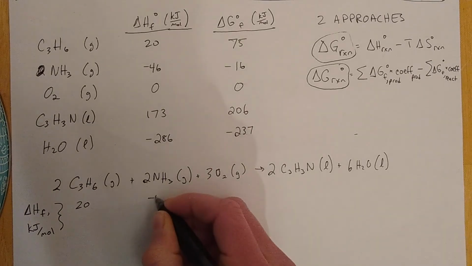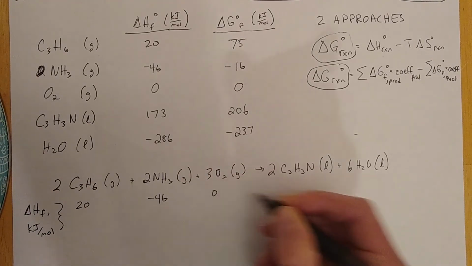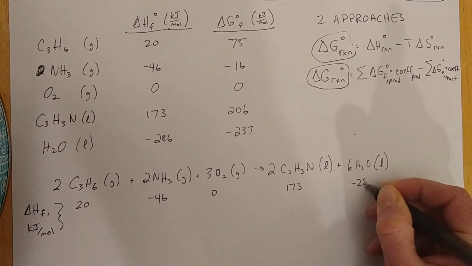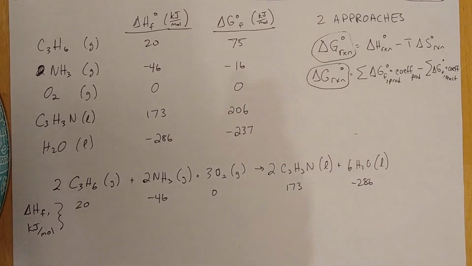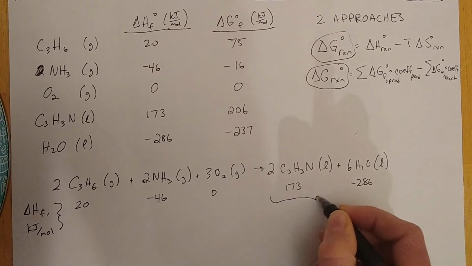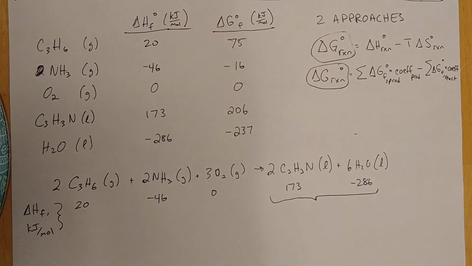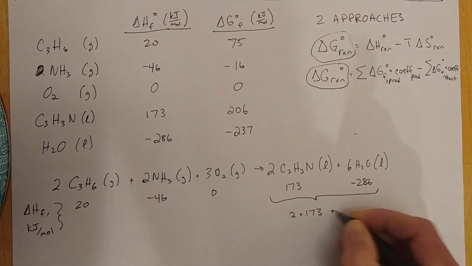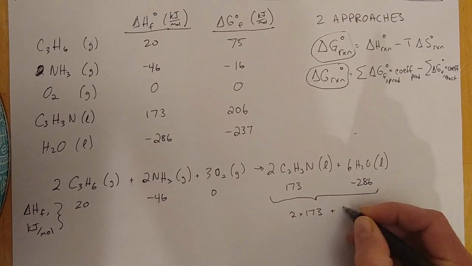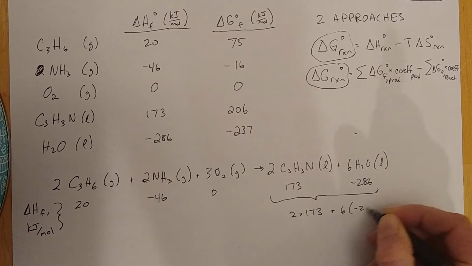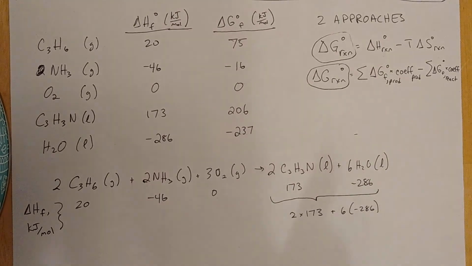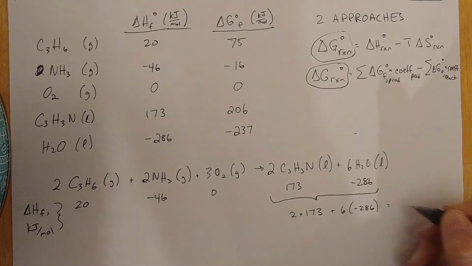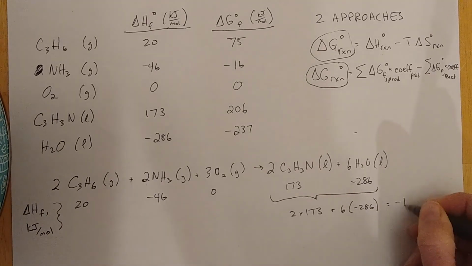So 20, minus 46, 0, 173, and 286. So yeah, like last time, I'm going to take the products, 2 times 173, and I'm going to sum them all together, plus 6 times minus 286. And that gives me minus 1370.